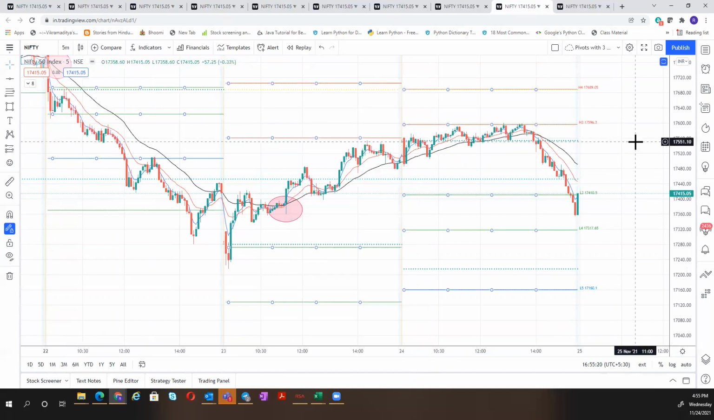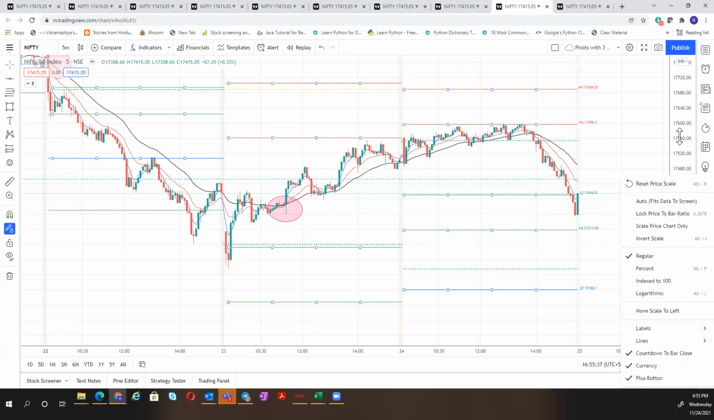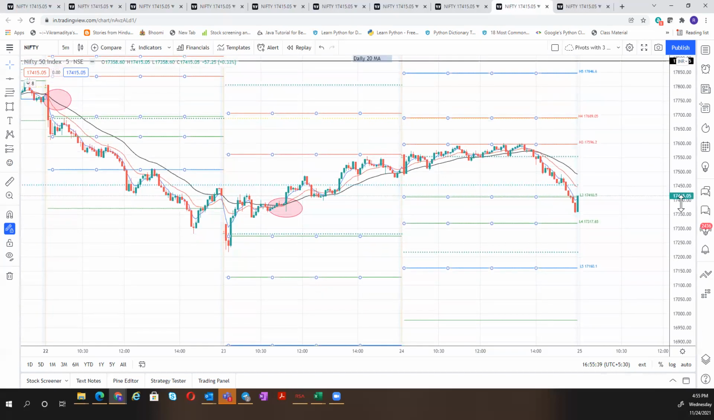What is there in R3? R3 is a sell zone. That's the reason it's marked in red. H4 is a sell zone. So R3 or H3, high 3, high 4. L3 is a buy zone, L4 is a buy zone. Below that is a breakout. This is L5 and H5, the last level of support for that particular day.